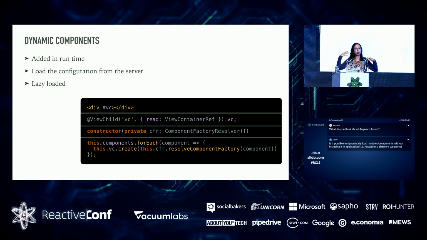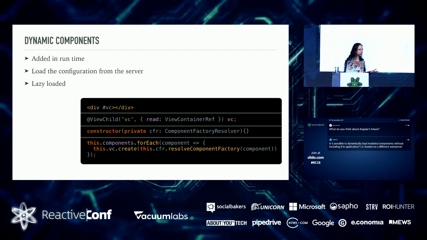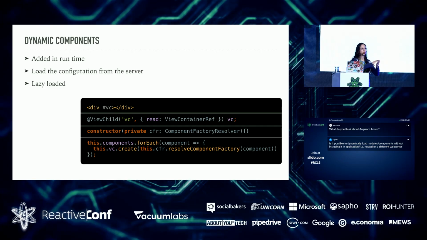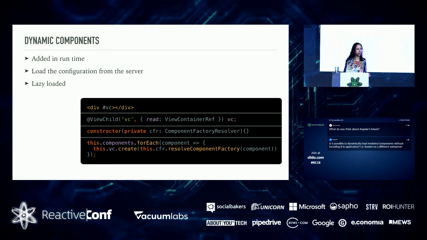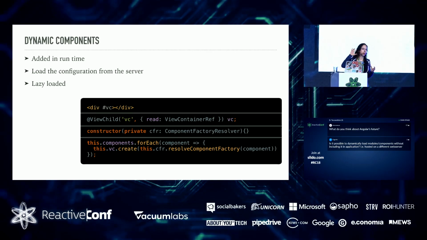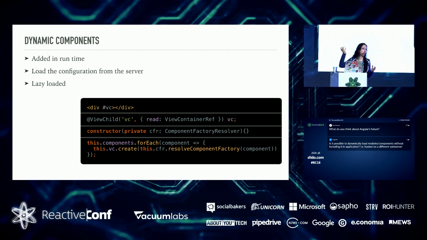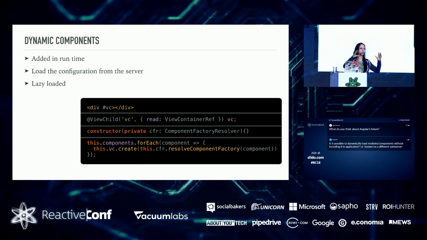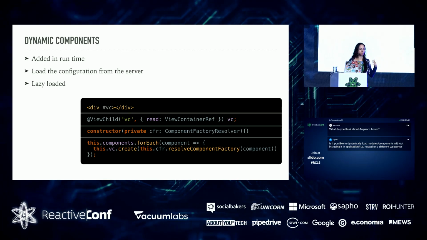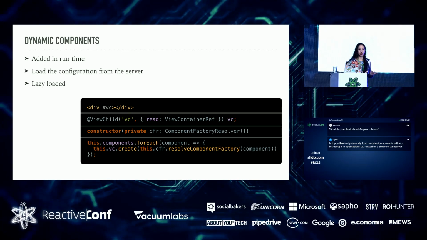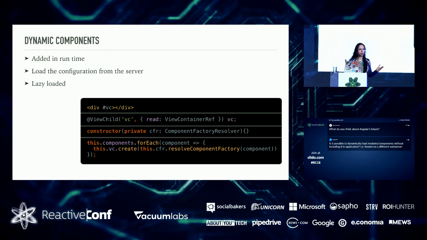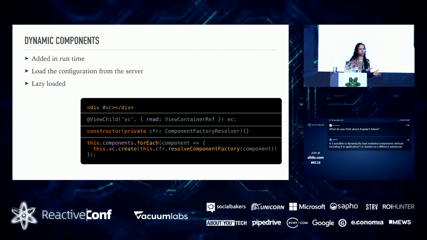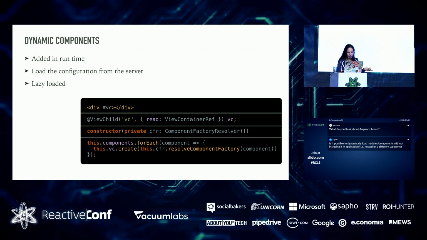So you can load configuration from the server, for example. You can load the specific components that you want, this array of components. And you can even lazy load the components' code. You don't need all the code in your application when it starts running. So most of the code, these hundreds of components, will not be shipped to the user.